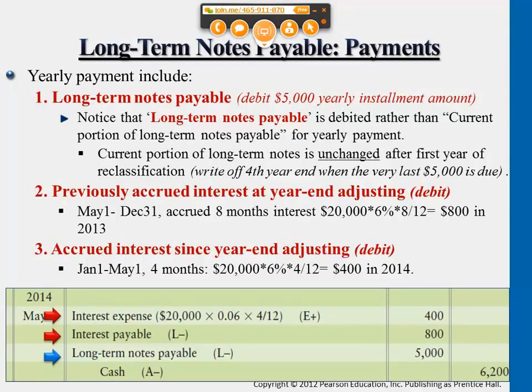Okay, so meaning that the very last year when it reaches this point, the entry would look like interest expense, interest payable, current portion of long-term notes. This happens the fourth year, the very last year of any problems, long-term notes payable. Very last year you'll be debiting, reducing current portion, and then this part becomes 0. But this only happens the very last year of each and every problem.